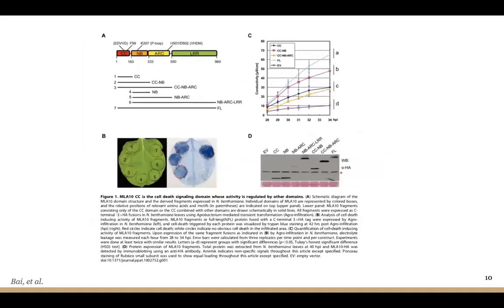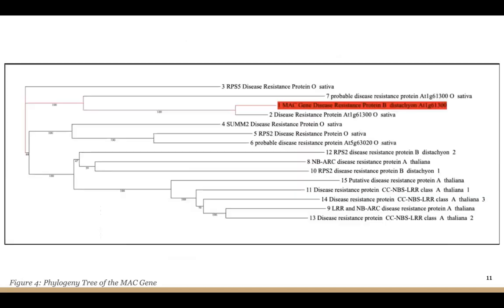The next study by Shiwai Bai examined the functionality of MLA10 in tobacco and barley. MLA10, like MAC, contains the CC, NBS, ARC, LRR domains. This led us to believe that MAC likely functions similarly to MLA10. An interesting point that Bai highlighted is that the CC domain alone was sufficient to elicit a cell death response.